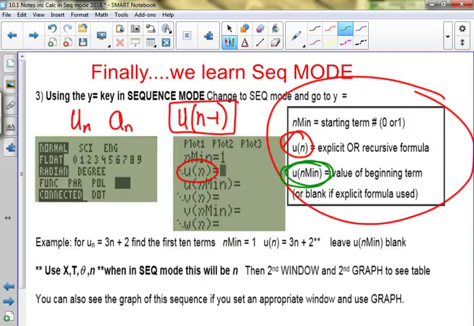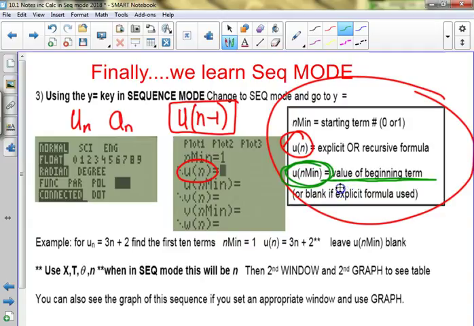All right, last thing, this is the confusing thing. This u sub n min means u sub, whatever you put up here, 1. In other words, this says what is the beginning term that you want it to start with, the value of that term. You don't have to put anything there if it's an explicit formula, because it'll put a 1 in and generate that term. If it's a recursive, remember you have to tell it where to start.